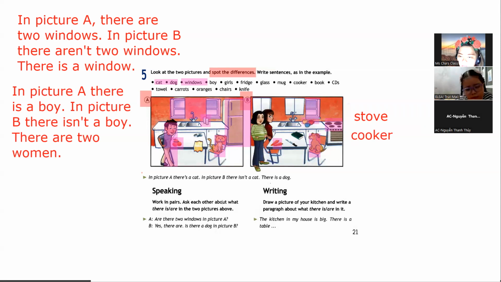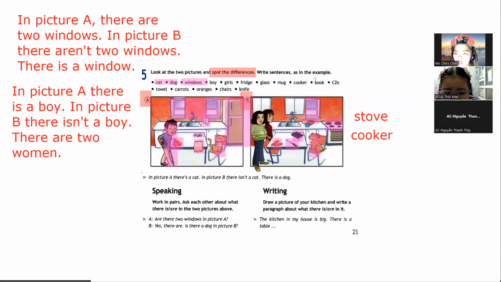How about what else? How about this one? What do you call this one? In picture A, there is a towel. In picture B, there isn't a towel. There is a book and a knife. All right, so in picture one, there is a towel and the CDs. In picture B, there isn't a towel and CDs. All right. There is a knife and a book. Doing great. What else? Oh, I think that's it, right?